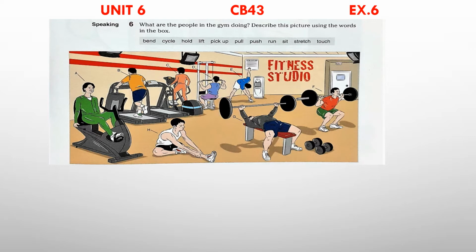If we look at the pictures carefully, we will see that each person has a letter. For example, look at the person wearing green on the left. This is person A. Then we have B, C, D, E, F, G, and H. Okay, now we will describe what person A is doing using the present continuous. Let's see.